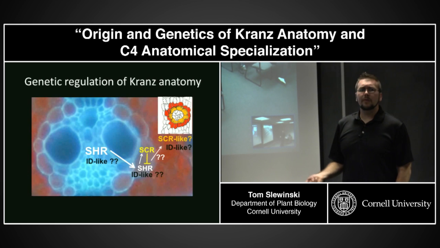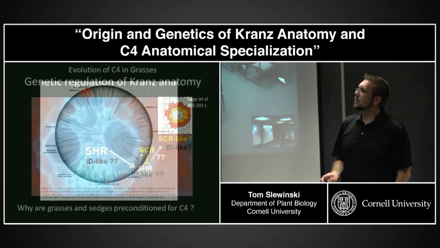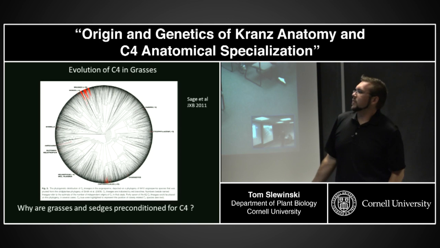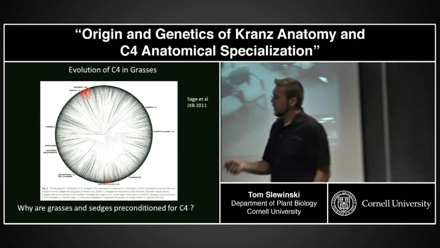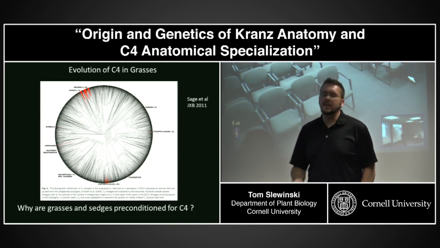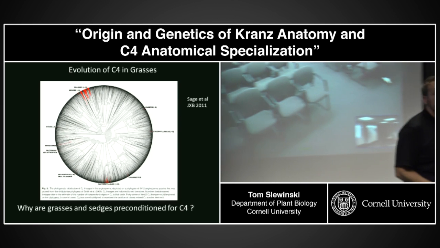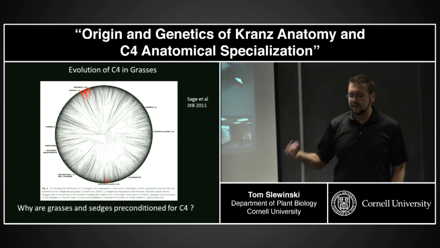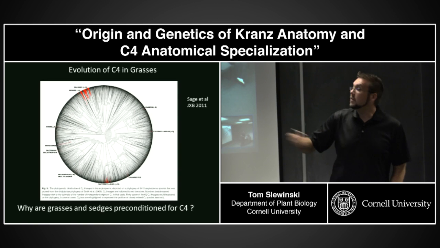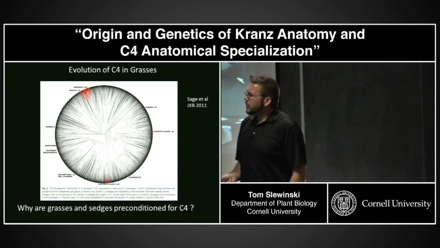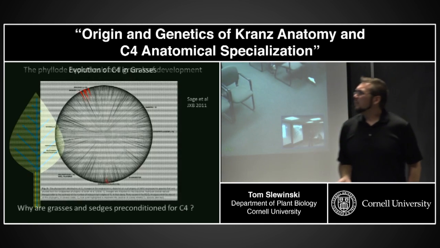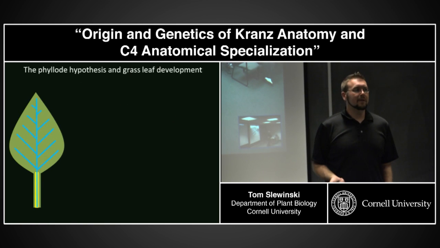Now there is one thing before the end of the talk I want to come back to, which is what's up with the grasses. It appears that grasses and sedges are preconditioned for C4 somehow. And in the dicots, it was the extension of the endodermal program into the leaf blade. But there's something different about monocots in general. They may not have true leaf blades.